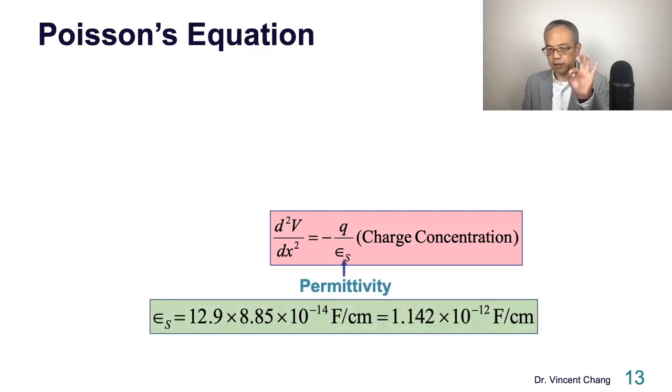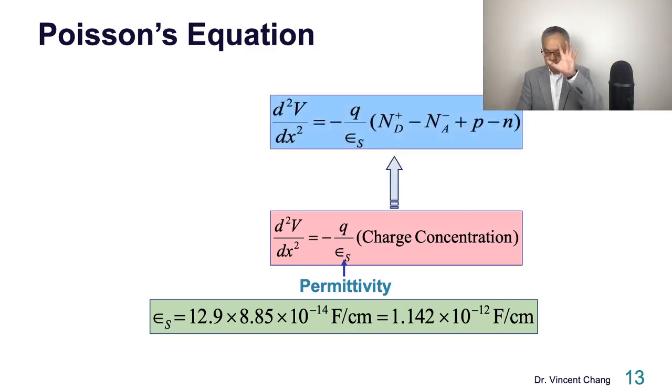Permittivity, epsilon s. The dielectric constant of silicon is 12.9. So this is the permittivity of the silicon, 1.142 times 10 to the negative 12 farad per centimeter.